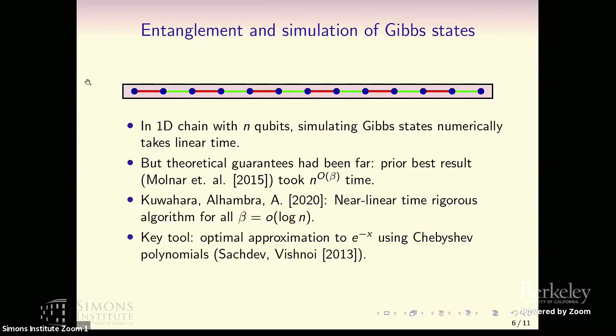In a recent work with Kuwahara and Alhambra, we showed that for a large range of temperature, which actually matters for physical systems, this runtime can be strictly improved to almost linear. And this linearity simply comes from the optimal approximation to the exponential function that is obtained via Chebyshev polynomials. Certain features of these polynomials really help shape this near linear time behavior, which prior works did not have using other kinds of approximations.